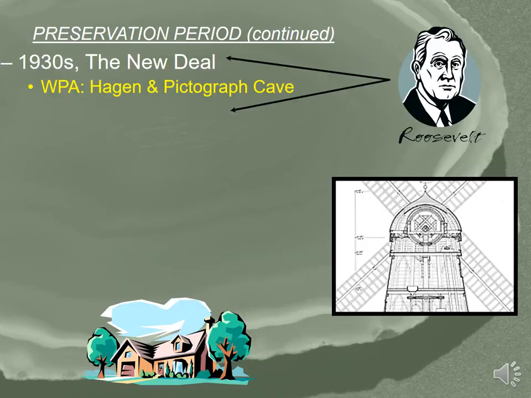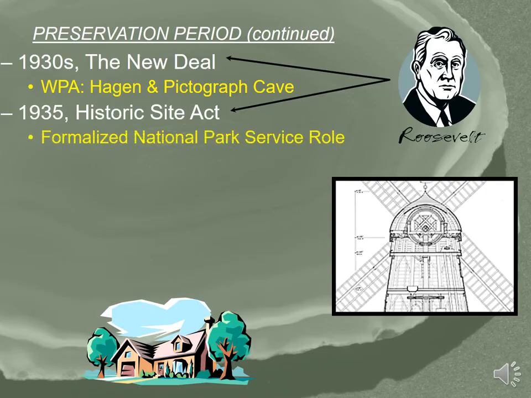In the 1930s, just after and during the Great Depression, Franklin Delano Roosevelt established the Works Progress Administration, or the WPA. A lot of money was put into excavation of archaeological sites. In Montana, the Hagen and Pictograph Cave sites were two of the sites that were excavated with funding from the WPA. In 1935, the Historic Sites Act was passed. This formalized the role of the National Park Service as a historic preservation agent, basically established the National Park Service as the federal agency responsible for historic preservation rules.